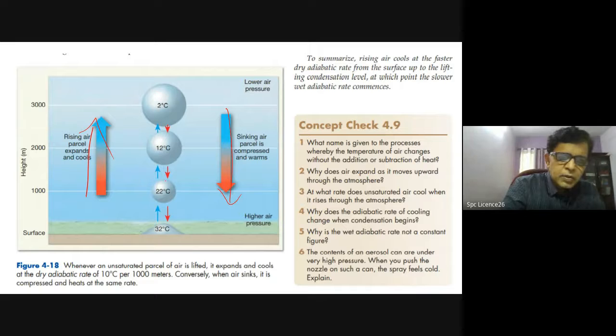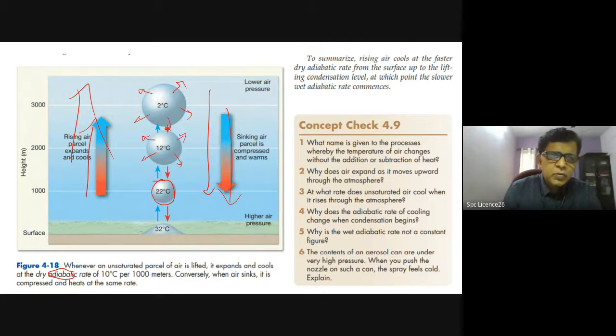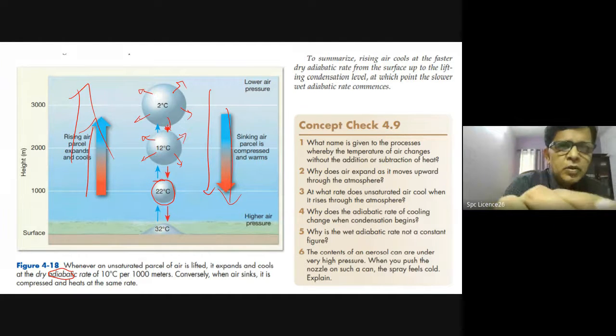Because the pressure on it will be released, it will get to be of a larger size, and when it gets larger, the volume increases. Because the volume increases, the temperature decreases. This is called adiabatic cooling when it goes up, and adiabatic heating when it comes down. There are different rates of adiabatic heating and cooling.